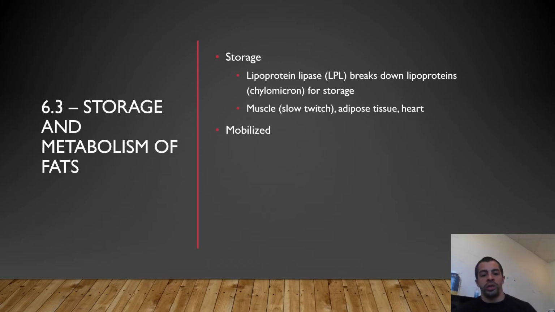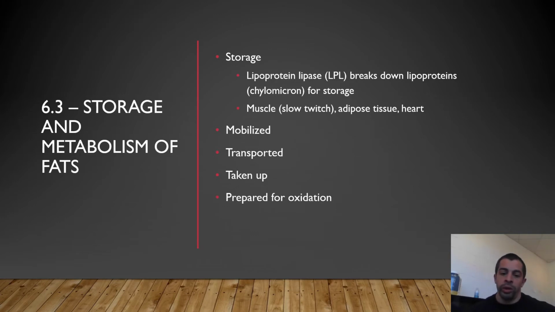So as far as exercise goes, let's just say we've eaten a meal, and then we begin exercise. We have to mobilize our fat. We have to get it going, if it's in our adipose tissue, because it could also be stored within our muscle, right? We have to mobilize it. That's step 1. Then we need to transport it. Step 2, it needs to be taken up by the muscle or by the mitochondria, however you want to look at it. It needs to be prepared for oxidation. And inevitably, this is a very slow process, much slower than glucose or glycogen metabolism.